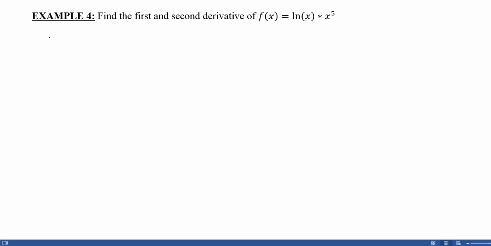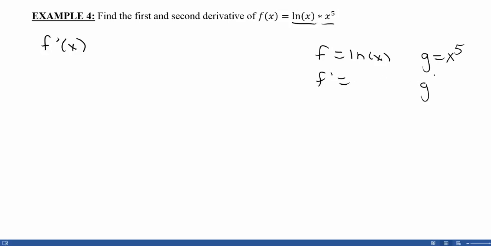So our first derivative here, we're going to find by using the product rule. We have two things multiplied together. So I'm going to call the first function f and the second function g. From there, I'm going to find each of their respective derivatives. So the derivative of the natural log of x is 1 over x, and the derivative of x to the fifth is 5x to the fourth.